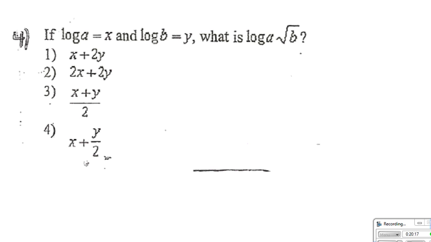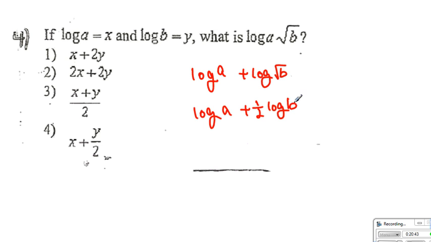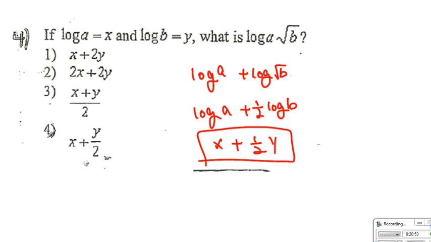Now here we have, once again, multiplication implies the addition. Log of a plus log of square root of b. Then this one is equal to simply log of a, and plus the exponent here becomes 1/2, and bring it to the outside, then we get 1/2 log of b. And then we can replace this one with x, so we end up having x plus 1/2 y. That becomes our answer, which is choice number 4.